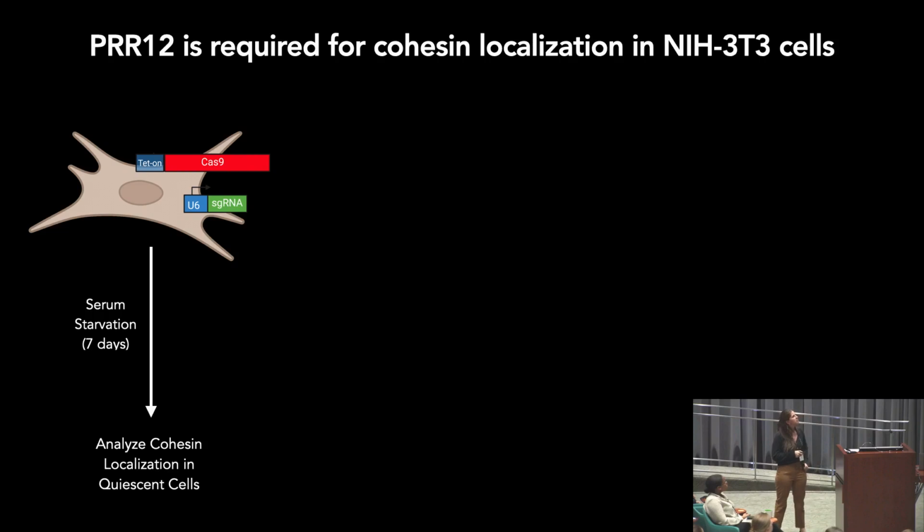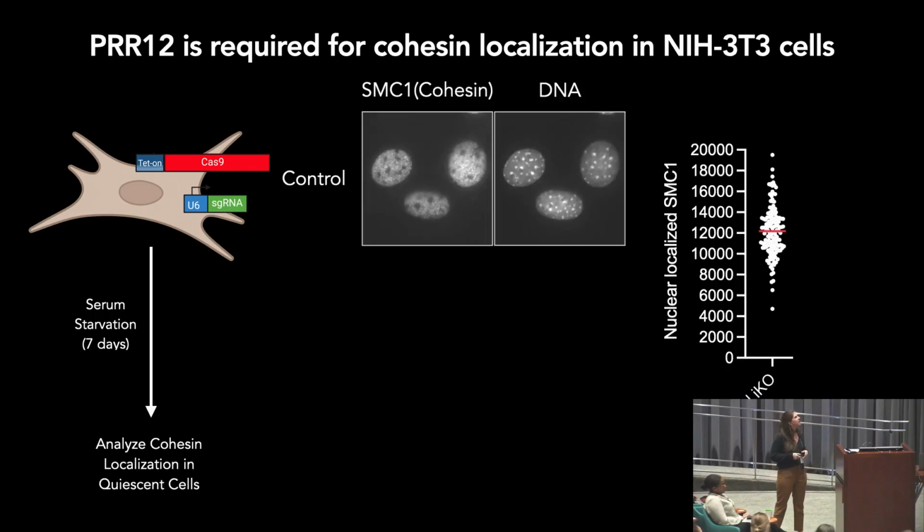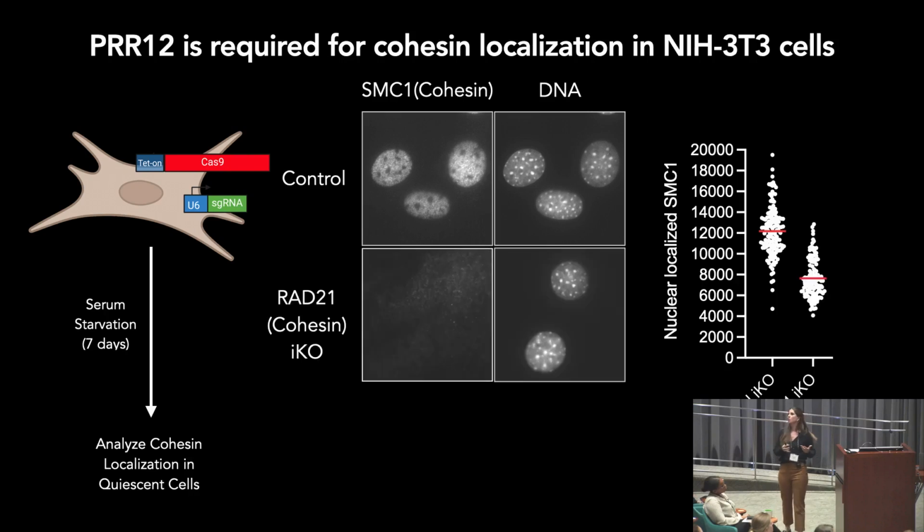To get around this, I built the system in an NIH3T3 background because I can induce these to go into a quiescent-like state. That way I can look at genomic rearrangements or changes while removing secondary defects that will cause cell death. Using this approach, if I just look in the control cell using an antibody against SMC1, a core component of the cohesin complex, I can see some level of cohesin localized in the nucleus, and that's quantified over here. As a control, I can knock out the core cohesin complex itself, and I can show that cohesin is lost, but the cells are able to survive.